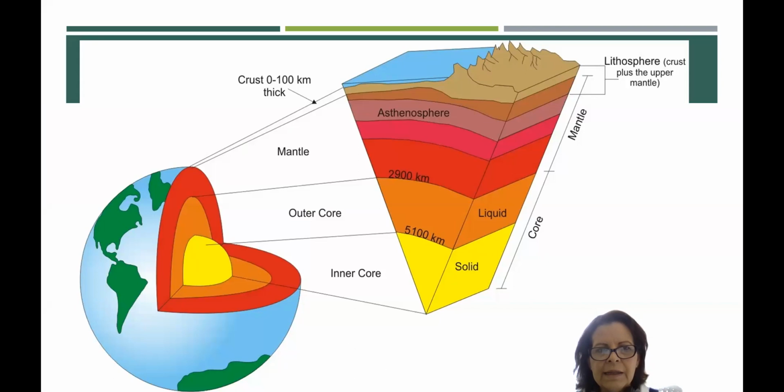The earth has three layers. The first one is called the crust, which is the surface of the earth. This is where we are, and it goes from 0 to 100 kilometers thick. Then we have the mantle, which is where the magma is, which is this dark orange color. Then we have the outer core and the inner core. The inner core being solid and the outer core is melted, is liquid too, okay?